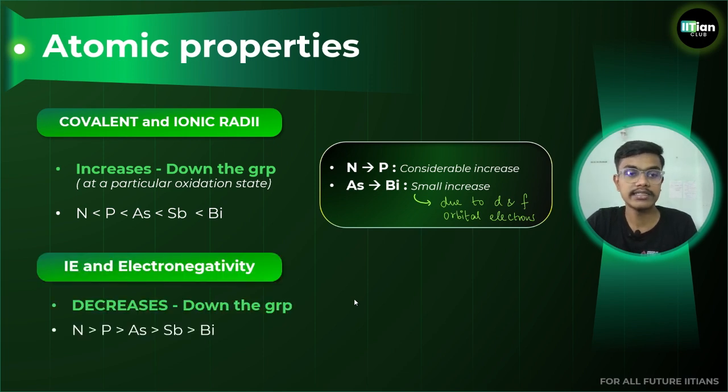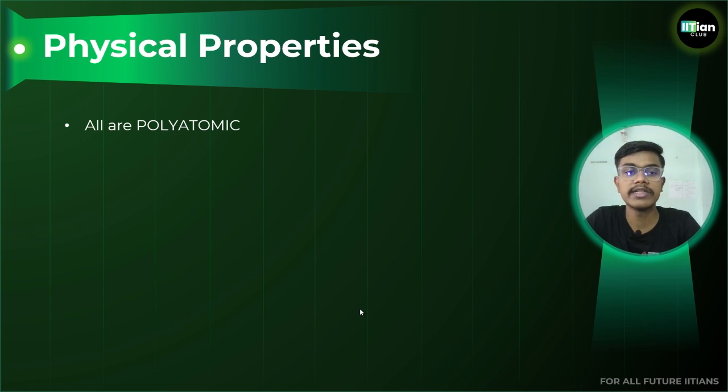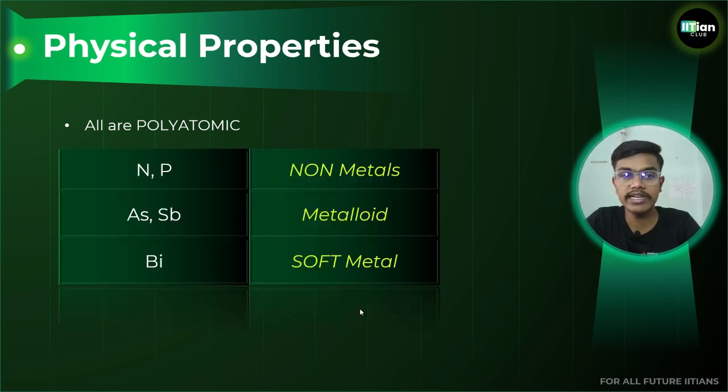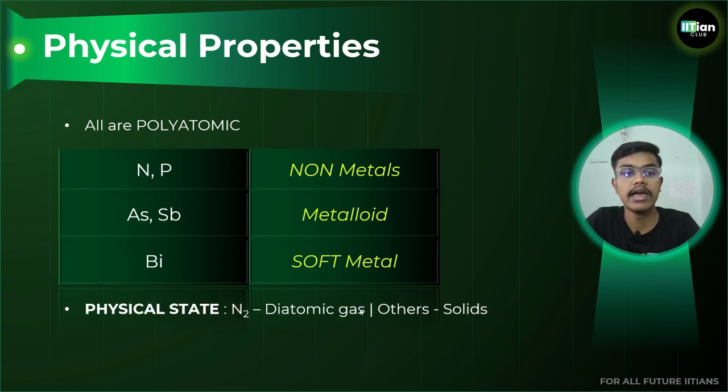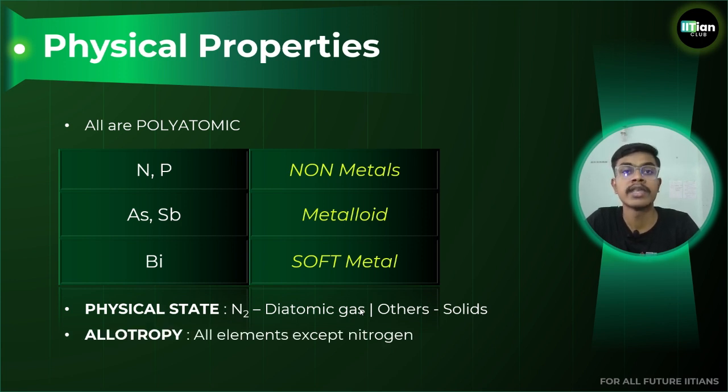Next up, we have ionization enthalpy and electronegativity. This decreases down the group. Talking about physical properties, all elements in this group are polyatomic. Nitrogen and phosphorus are non-metals. Arsenic and antimony are metalloids, and bismuth is a soft metal. As for physical state, nitrogen is a diatomic gas and all others are solids. Only nitrogen does not show allotropy in this group; the rest all show allotropy.